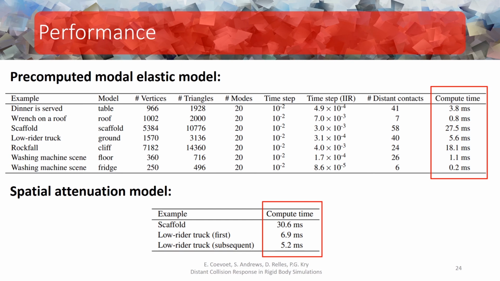Similarly, the spatial attenuation model was tested using the scaffold and lowrider truck examples, and compute times are comparable. However, in addition to the barycentric weights, the computation of geodesic distances introduces additional overhead related to the solution of the heat equation. Caching distance values of resting contacts helps, and we do this in a lazy fashion, which is why we report the first and subsequent impacts of the truck separately.